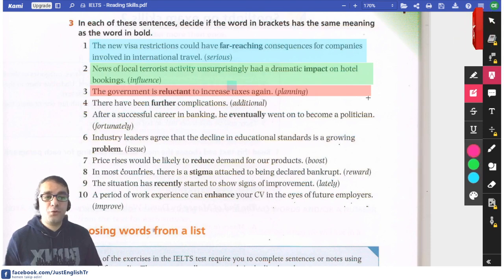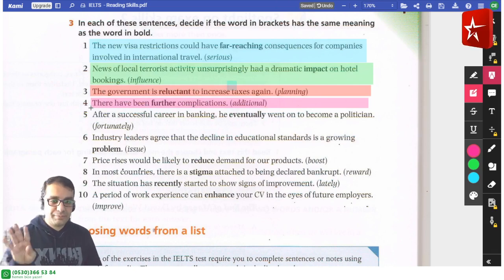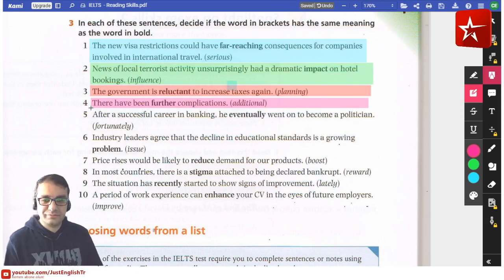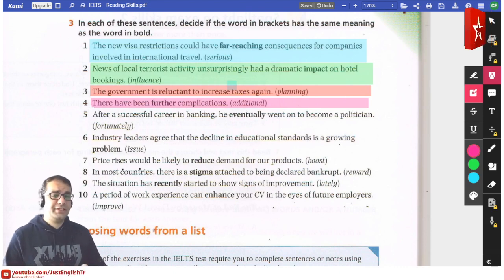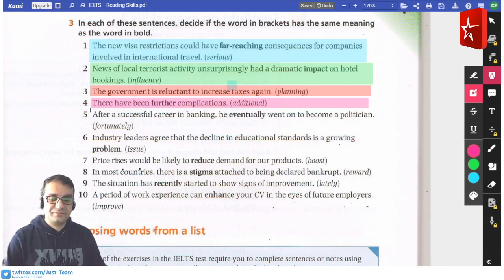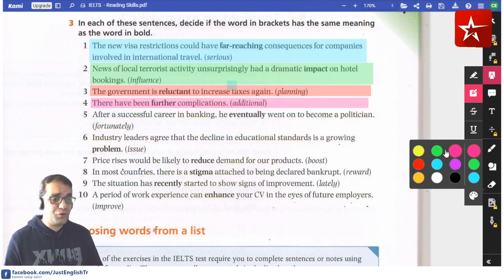Now let's go for number four. Is it the same meaning like further applications, additional, or not? I think it's simple, folks. It's so simple. Of course, yes. Wonderful.